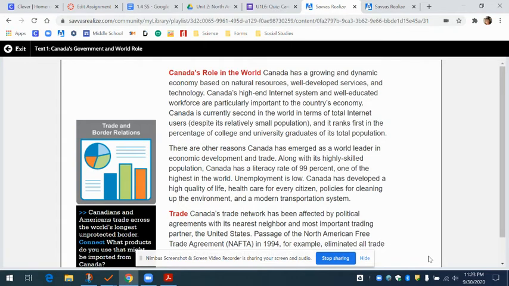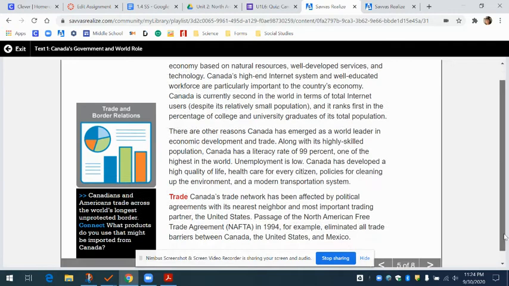Canada's role in the world. Canada has a growing and dynamic economy based on natural resources, well-developed services, and technology. Canada's high-end internet system and well-educated workforce are particularly important to the country's economy. Canada is currently second in the world in terms of total internet users, despite its relatively small population. And it ranks first in the percent of college and university graduates of its total population.